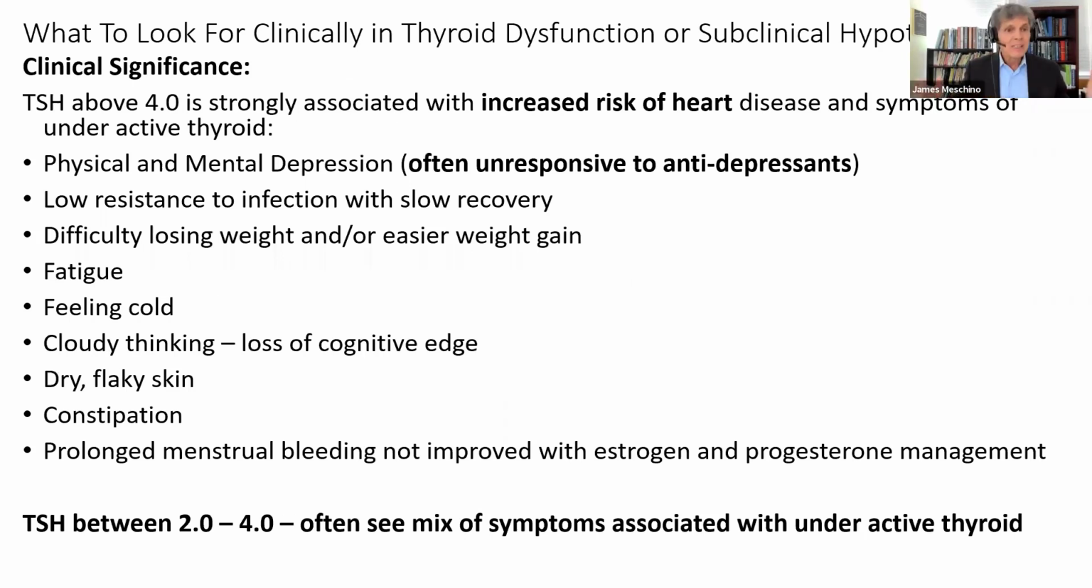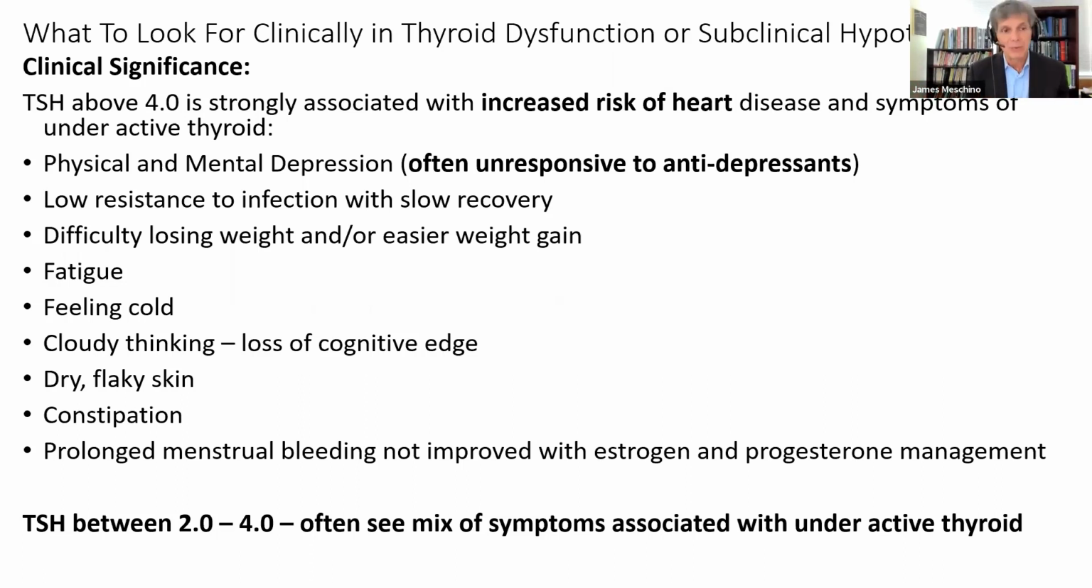So what do you look for clinically in thyroid dysfunction or subclinical hypothyroidism? That means a TSH level between 2 and 4. A TSH level above 4 strongly increases the risk of heart disease and symptoms of underactive thyroid. Between, let's say, 4 and 5.5, doctors are still reluctant to give thyroid hormone replacement. And the person often is going to show up with physical and mental depression. Often, these are patients who take antidepressant drugs, but they don't respond because their thyroid function is compromised. They have lower resistance to infection.